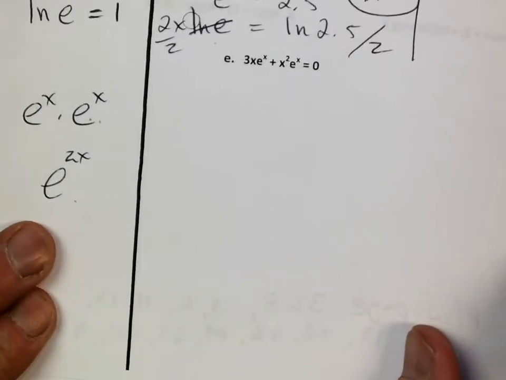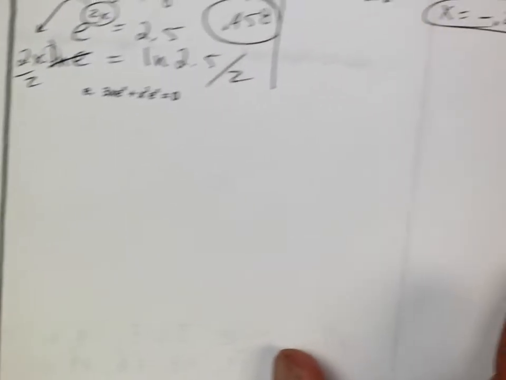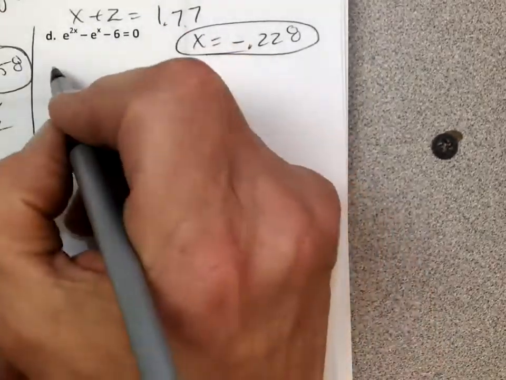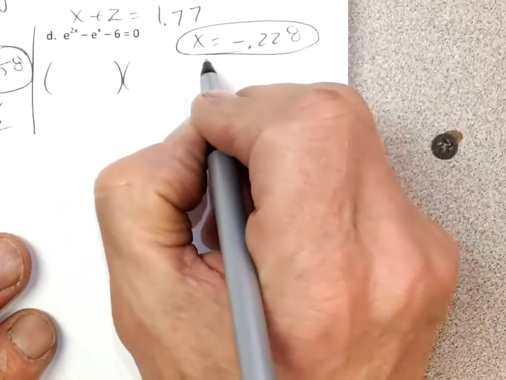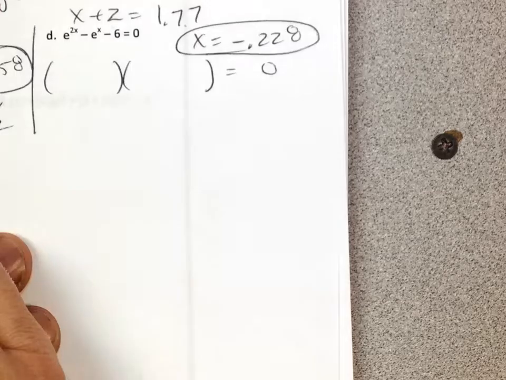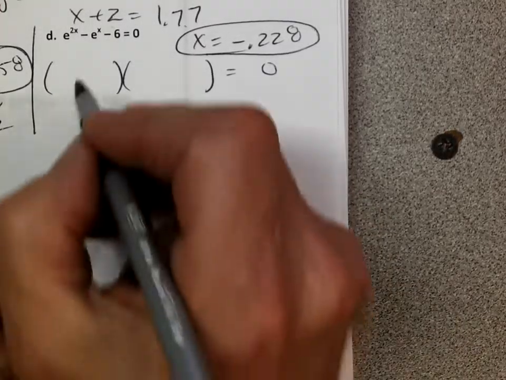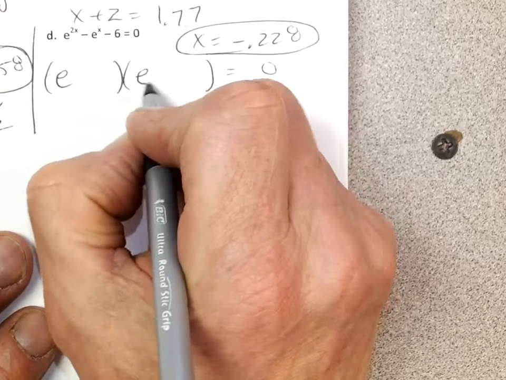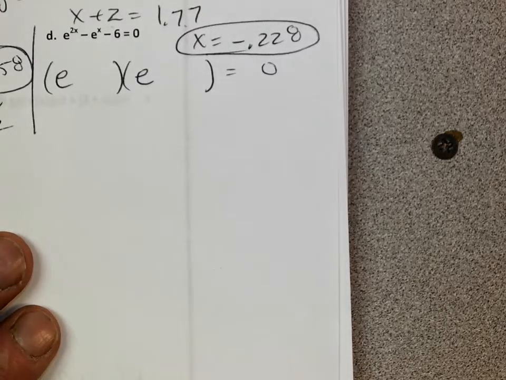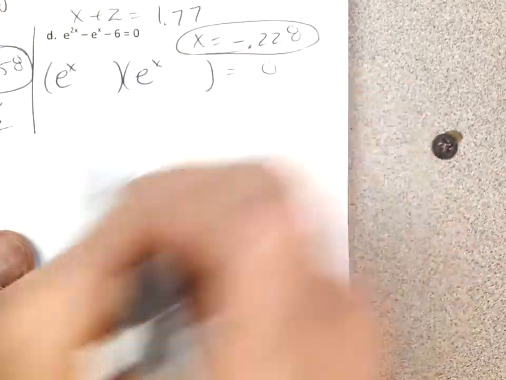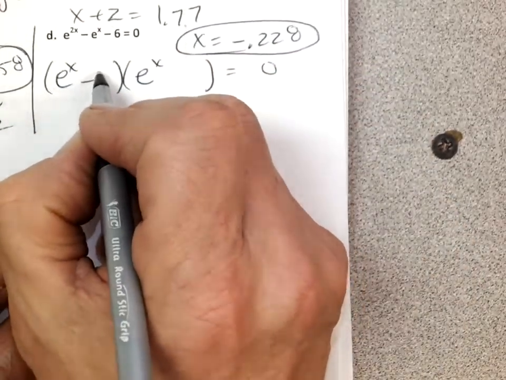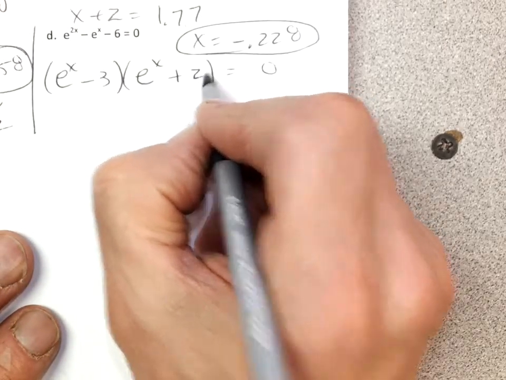So what I'm going to do is take a look at D, and knowing that, I'm going to factor. But instead of x and x, it's going to be e and e. I'm going to have an e to the x, e to the x. I'm going to have a negative 3 and a positive 2.